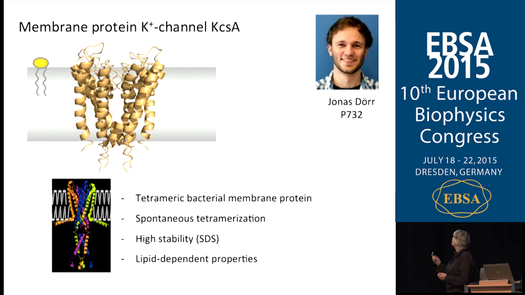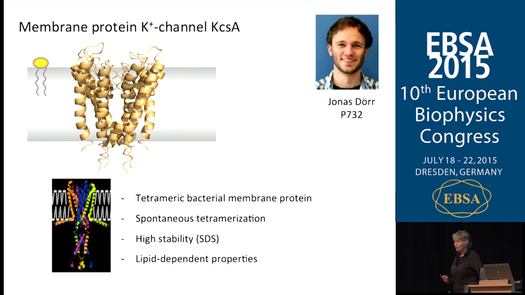Now, Jonas showed, and you can see it on his poster, that you can just grow E. coli with a KtrAB with a His tag, add this polymer, and then purify it, just like when you would have added detergent.